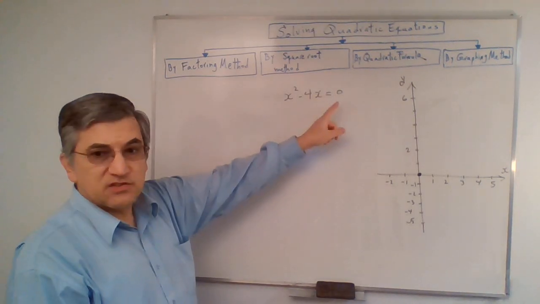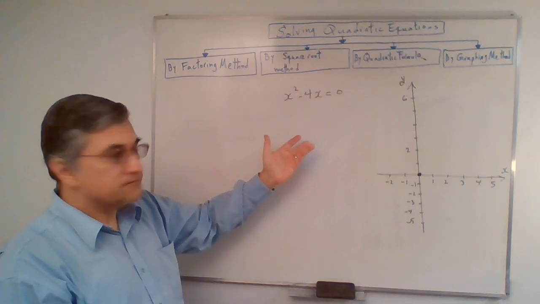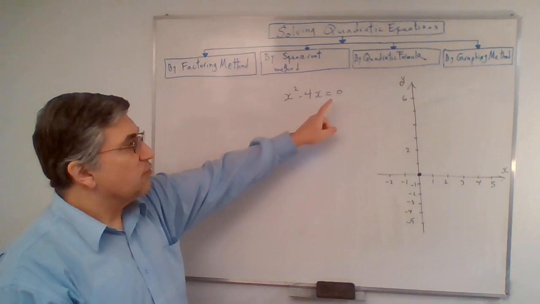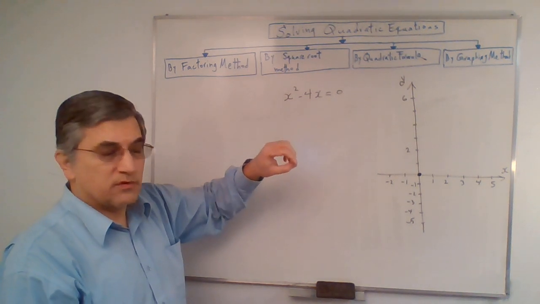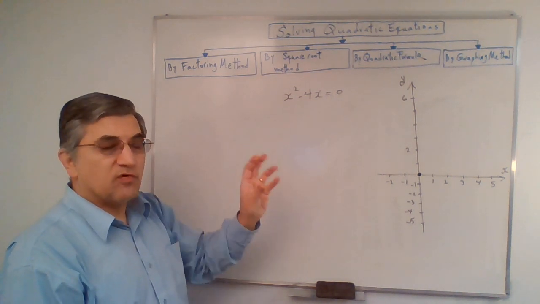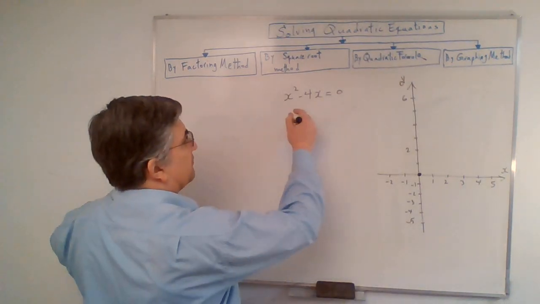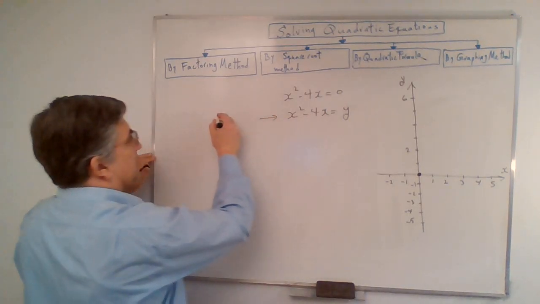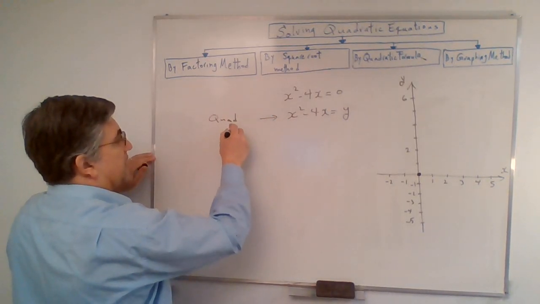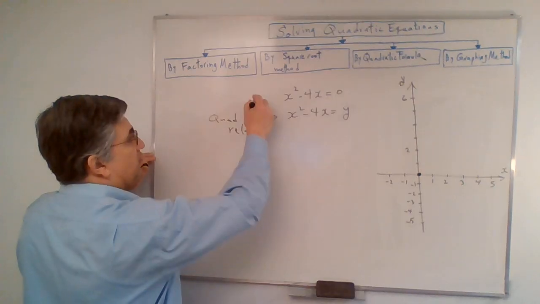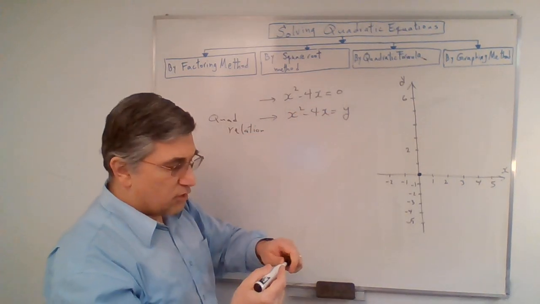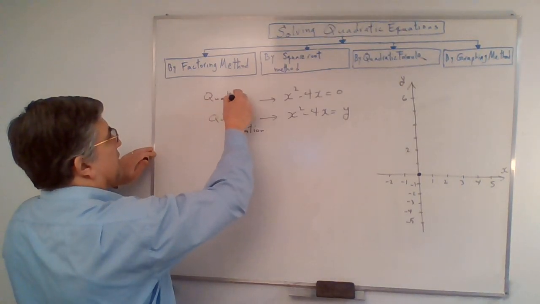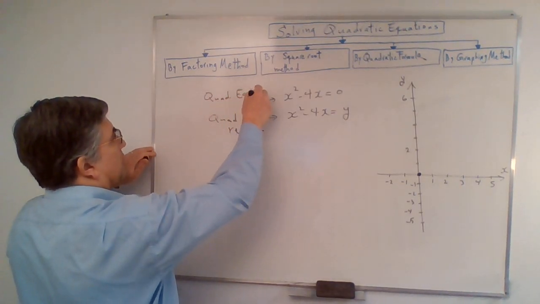So if the right side is 0, it's a quadratic equation. On the left side, we have some sort of quadratic expression. But if one side, instead of being 0, is y, then it's called a quadratic relation. So if I write x squared minus 4x equals y, then this is called a quadratic relation. But if instead of y you have a 0 or even any other number like 1, 2, 5, then it's called a quadratic equation. So we have to know the differences.